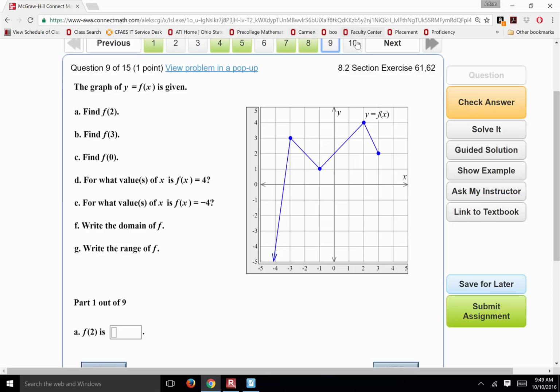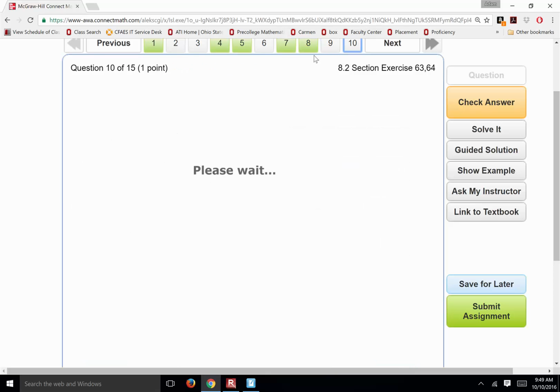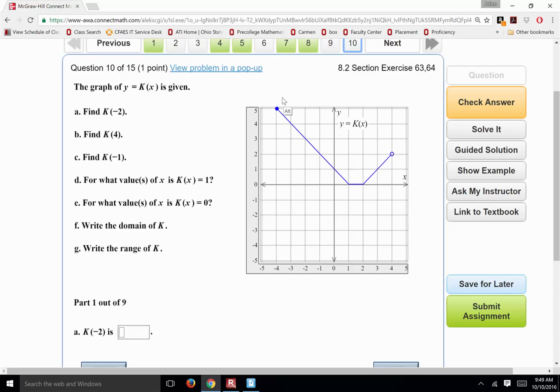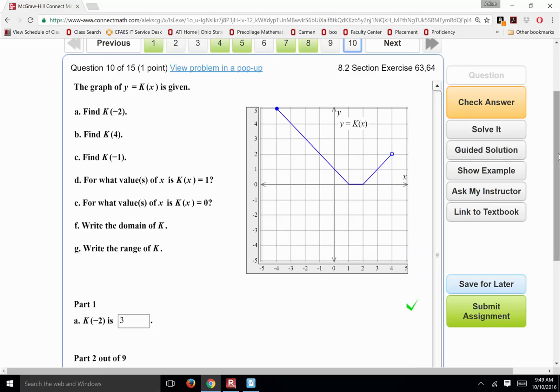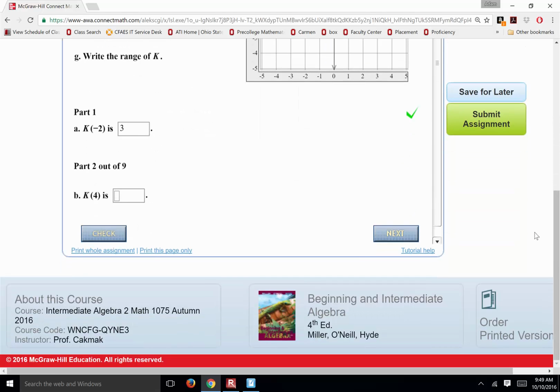Alright, this is number 10. Number 9 is very similar. So once we do number 10, you can do number 9. I picked the harder one. 10 is a little bit harder. And k of minus 2 is 3. Alright, second part, k of 4.